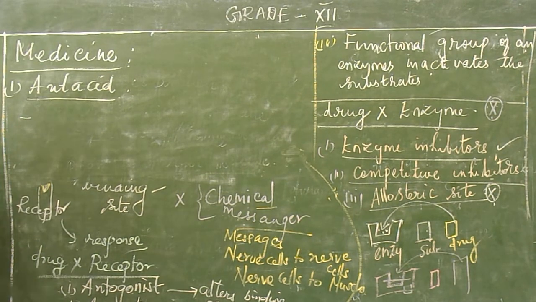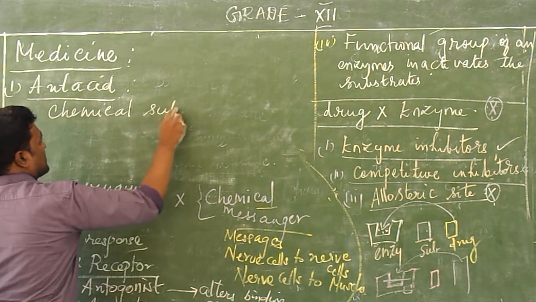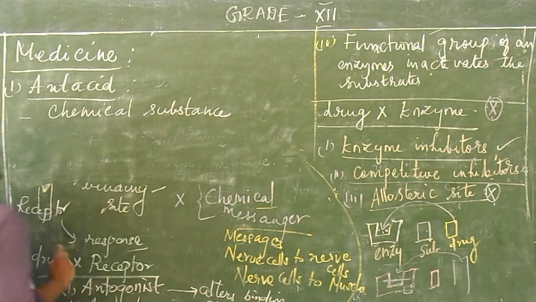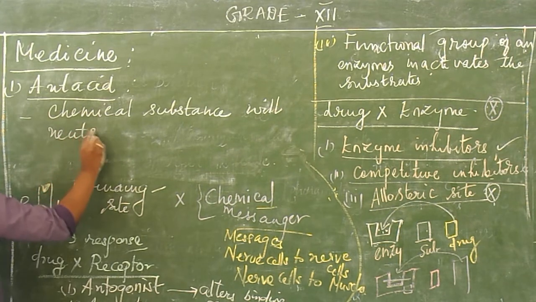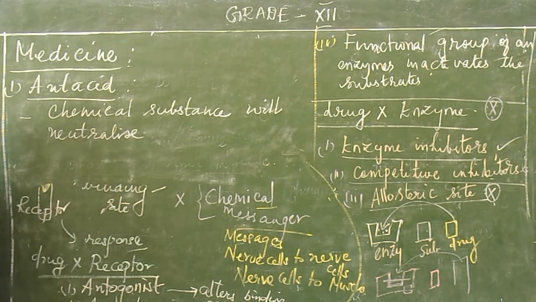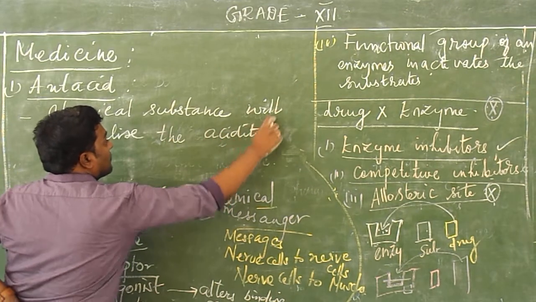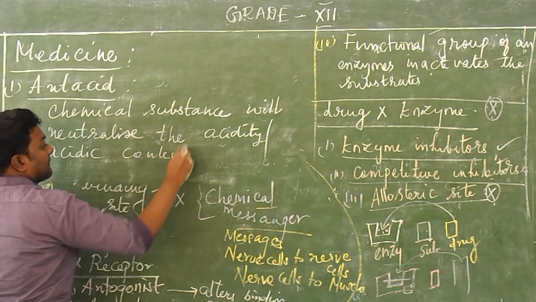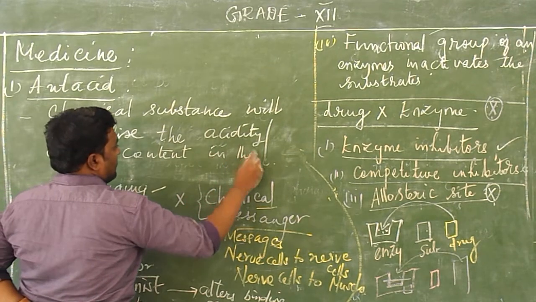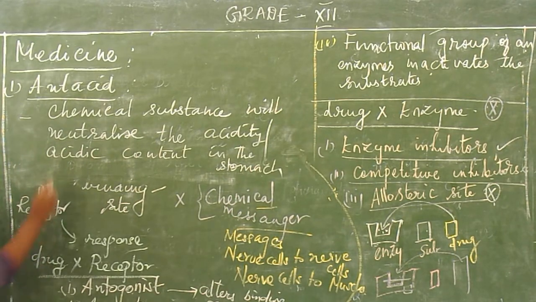Again, first point. What are antacids? The antacids are chemical substances. This chemical substance will neutralize the acidity or otherwise acidic content in the stomach by a process of neutralization.